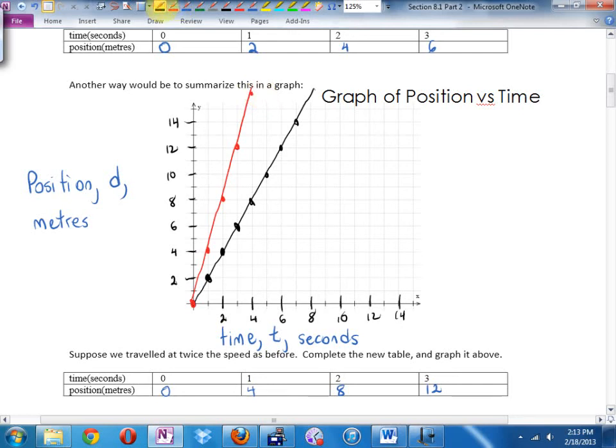Let's be really clever. Hayden, let's call this graph A. Let's call this graph B. And Ty, here's the question. Who's traveling faster, graph A or graph B? B. Which line is steeper, graph A or graph B? So if I hear you correctly, the faster you travel, if I graph you on a position time graph, what can you tell me about the steepness of your line? Steeper?